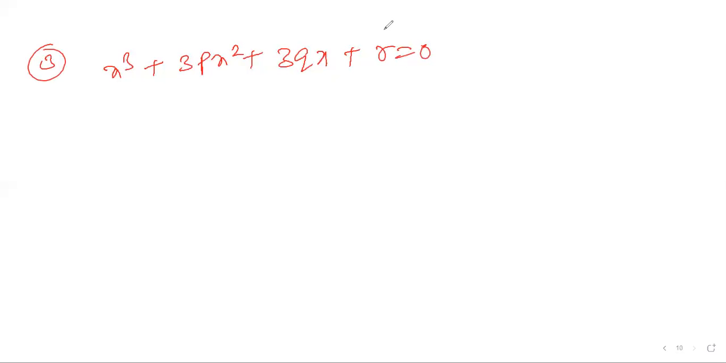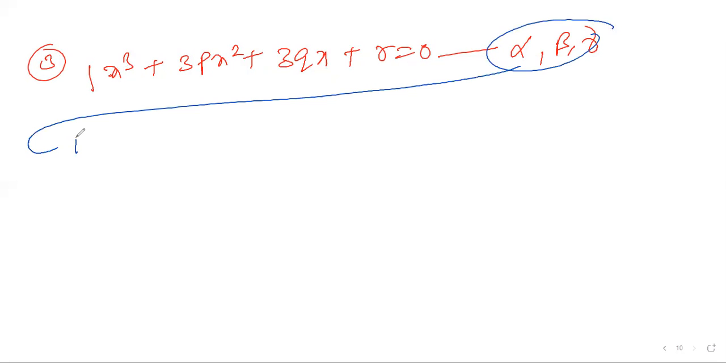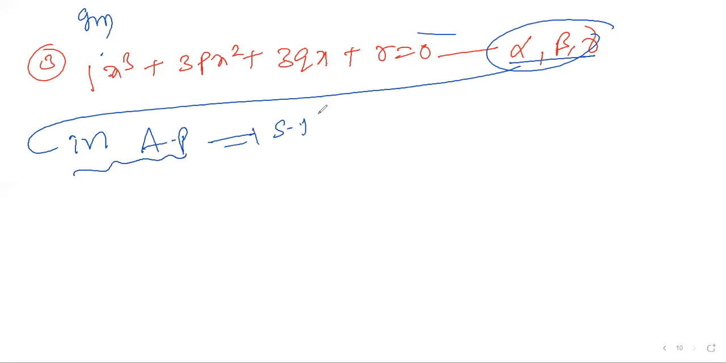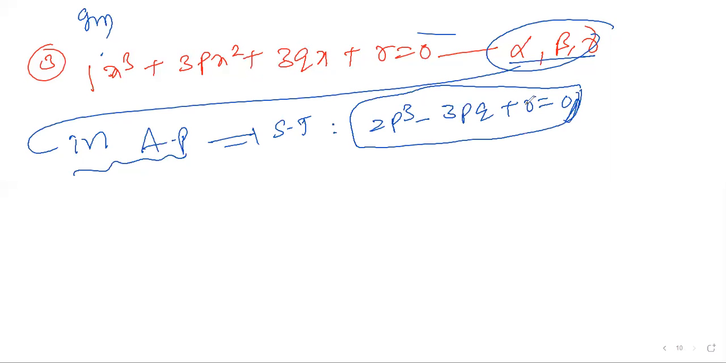Please wait. This is a third order equation, which has roots alpha, beta, gamma. The given roots are in arithmetic progression. You have to show that 2p cube minus 3pq plus r is equal to 0. Am I clear? Yes. This is the condition you need to prove.